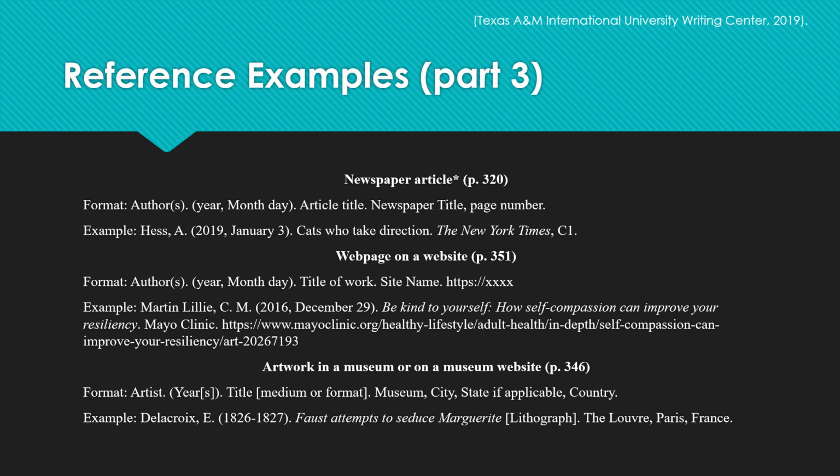And then for artwork in a museum or on a museum website, you can reference page 346. For that, you would include the artist's name, the year or years in which it was showcased or created, the title with brackets around the medium or the format of the art piece itself, the museum that it's located in, the city where that museum is, and the state if it's applicable, and the country as well. So in that example listed there, you can see all of those different pieces.